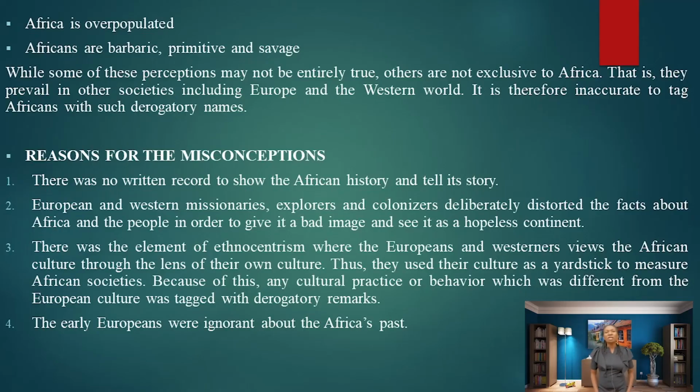So what are some of the reasons accounting for these misconceptions? The question is, why did the Europeans have these notions about the African continent and the African people? The first one is that Africa did not have any written record to show their history and to tell their own story. When the Europeans came to Africa, if they had a written record of our past, knew where we came from and how far we have come, probably they wouldn't have said we did not have a history.